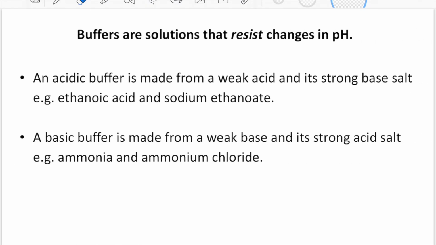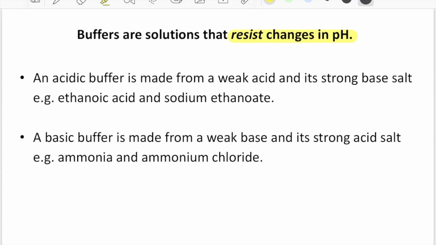So first thing to say is that buffers are solutions that resist changes in pH. So it's not that the pH doesn't change, and we'll come to see how we can see that visually shortly, but it's just that it only changes by a very small amount, assuming that the amount of acid or alkali that we add is in itself also a small amount.